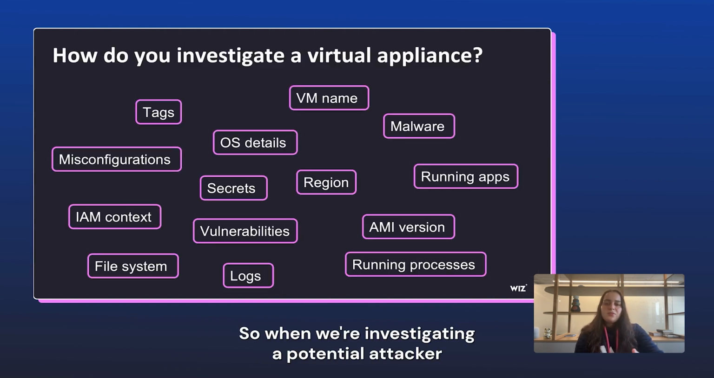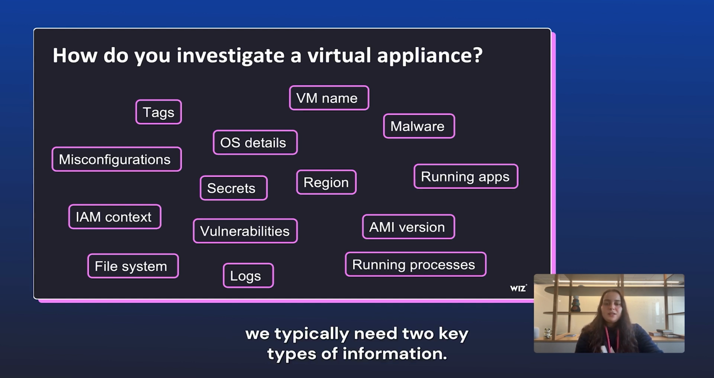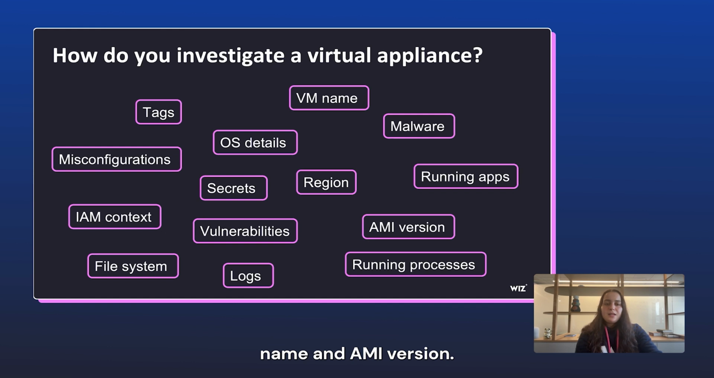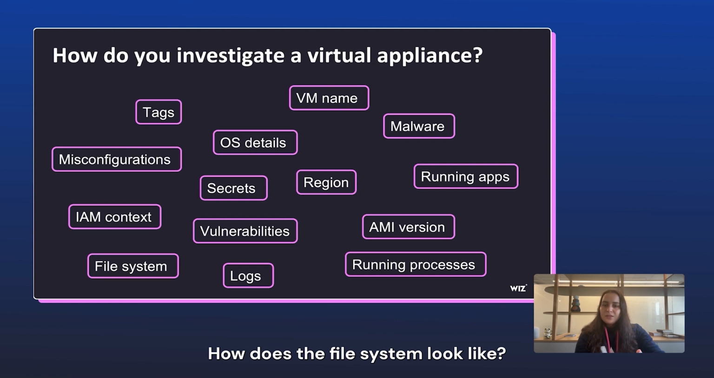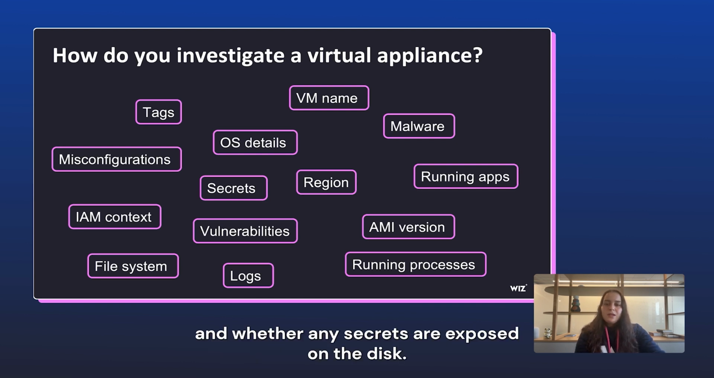Okay, so when we're investigating a potential attacker running malicious code on generally any virtual machine, we typically need two key types of information. First, we want metadata about the VM itself, like the instance name, AMI version, IAM context, and tags related to this machine. Second, we need host-level data, like what processes are running on this machine, how the file systems look, which versions of software are installed, and whether any secrets are exposed on the disk.